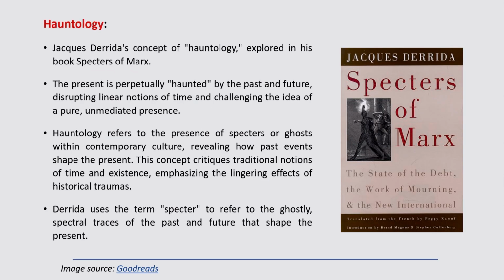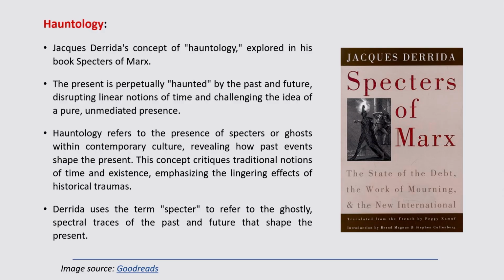So this way he is now also talking about hauntology, that something haunts, something like the past or the future always haunts in order to make or shape the meaning of the present. Derrida's concept of hauntology, explored in his book Spectres of Marx, suggests that the present is perpetually haunted by the past and the future, disrupting linear notions of time and challenging the idea of a pure, unmediated presence.